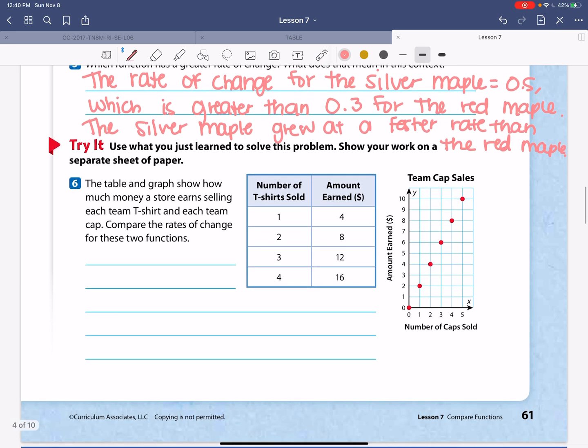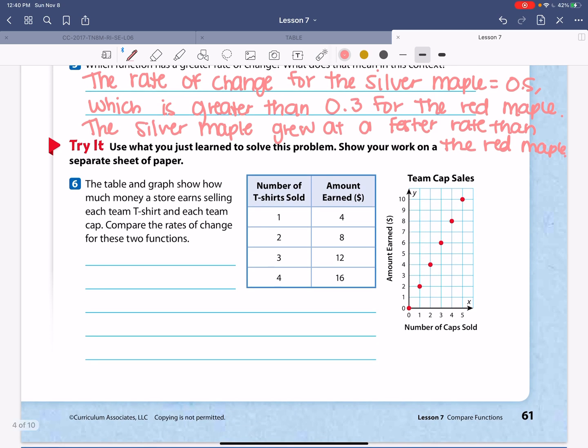I'm just looking at the graph first. Then if I sell 1 cap, I earn $2. So 1 cap is going to give me $2. 2 caps is going to give me $4. And then so on and so forth. 3 is going to give me 6. 4 is going to give me 8. And 5 gave me $10. So we know for a fact each cap equals $2.